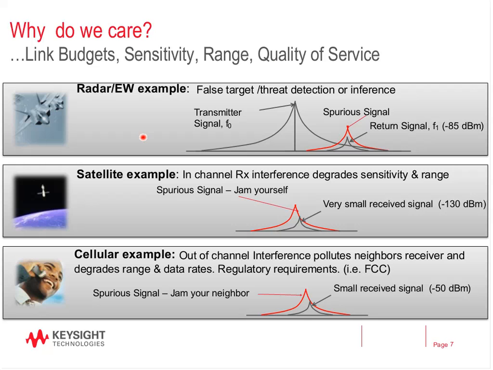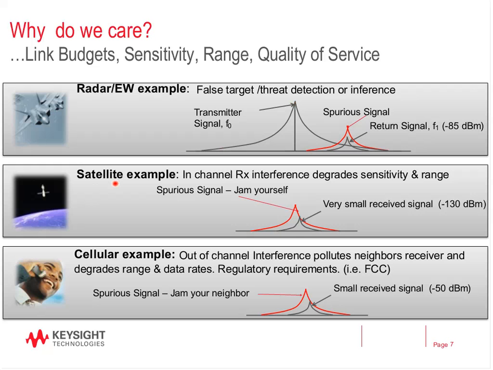So for example, in a radar scenario, maybe you have your transmitter here. And in this case, you're looking for a return signal. The return signal has a very small Doppler offset, very low amplitude. And your device happens to have a spur that rides right on top of that signal. In this situation, you will not be able to receive the return signal, and therefore you reduce the sensitivity of your radar. If you're talking about electronic warfare, that spur might get falsely identified as a target or a threat. And so in that situation, you also have issues.